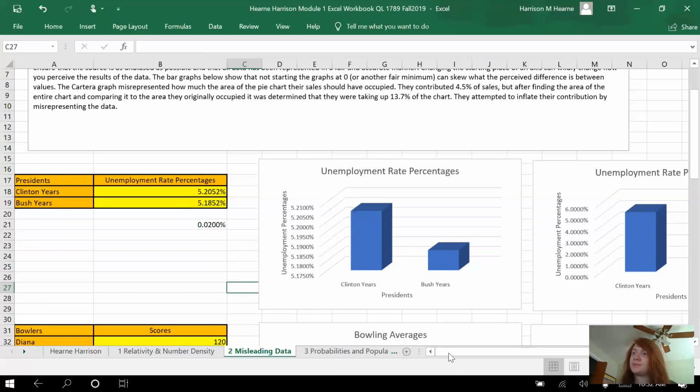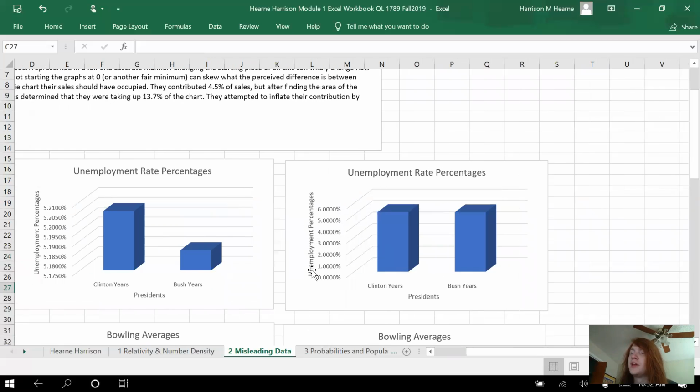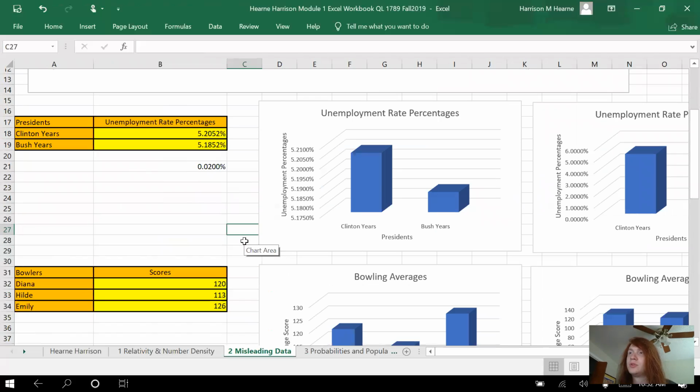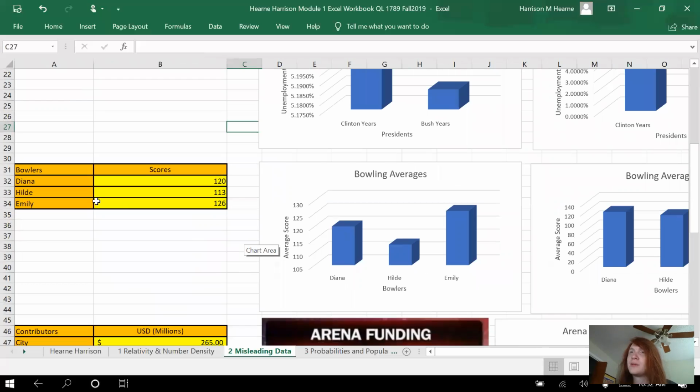even more misleading. So we can see over here that I've created a bar graph that is fairly representing the percentages. And as you can see, with my eyes, I can't see a difference between these two, because we know that the difference really only is 0.02. And we have a couple more examples of this same thing.